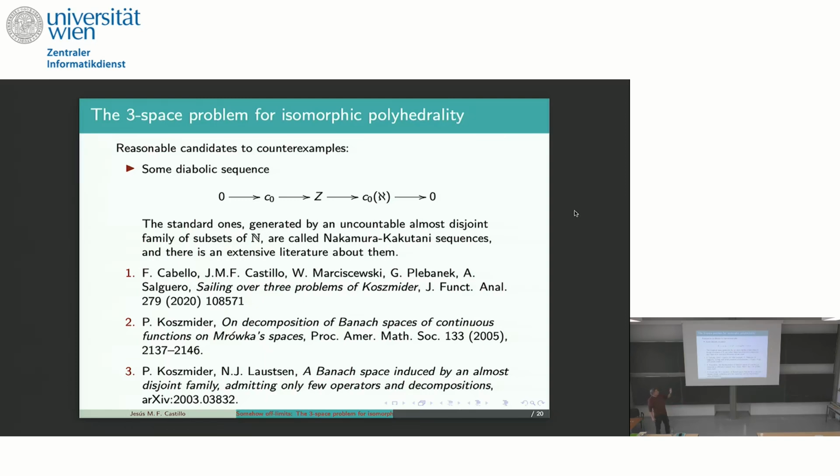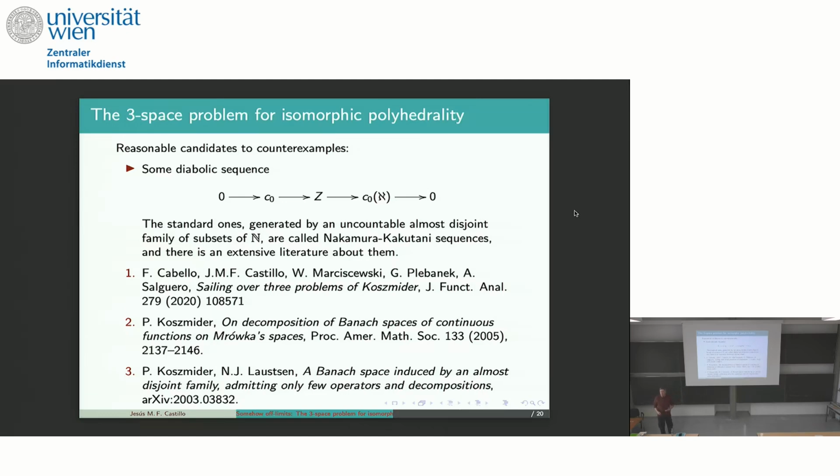Any twisted sum. Some of these twisted sums are normal. They are CK spaces obtained out of an almost disjoint family of subsets of N. Sometimes they are called Mrówka spaces, sometimes Nakamura-Kakutani spaces, whichever. These are the normal twisted sums, but there are others. For instance, here in the room, Grzegorz Plebanek and Alberto Salguero made a twisted sum of two C0 of Gamma which is not isomorphic to a CK space. So there are others. These papers contain some of the new results on this type of space.